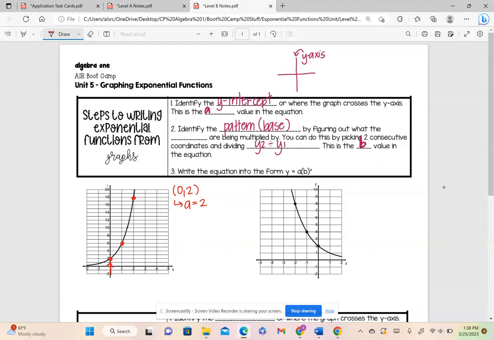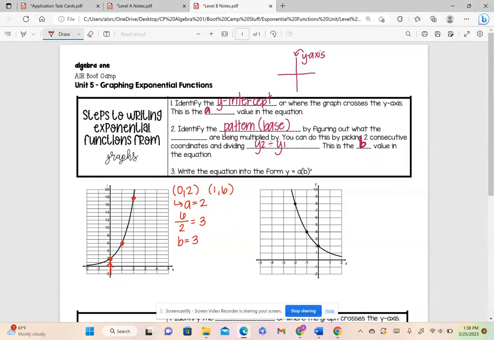Now I will immediately go to the next point because that's a consecutive point. So (0, 2), and then (1, 6). To find that base or that pattern, take y2, which is 6, divide by y1, which is 2. That's 3. So I'm going up by 3. I'm multiplying by 3 every time. So if I take 6 and multiply by 3, I get 18. So we're good. That means b is 3.